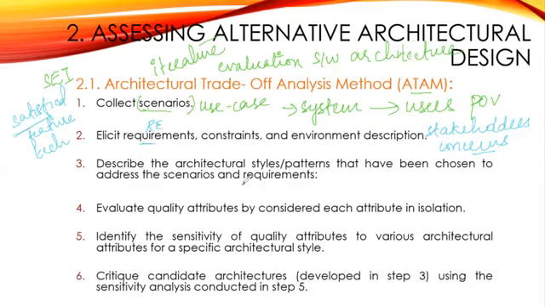Then the third one is describe the architectural styles and patterns. That is what type of style or pattern you're using. You're going to select that pattern based upon the scenarios and requirements of the system. You're going to select the different styles and patterns that suit your system.